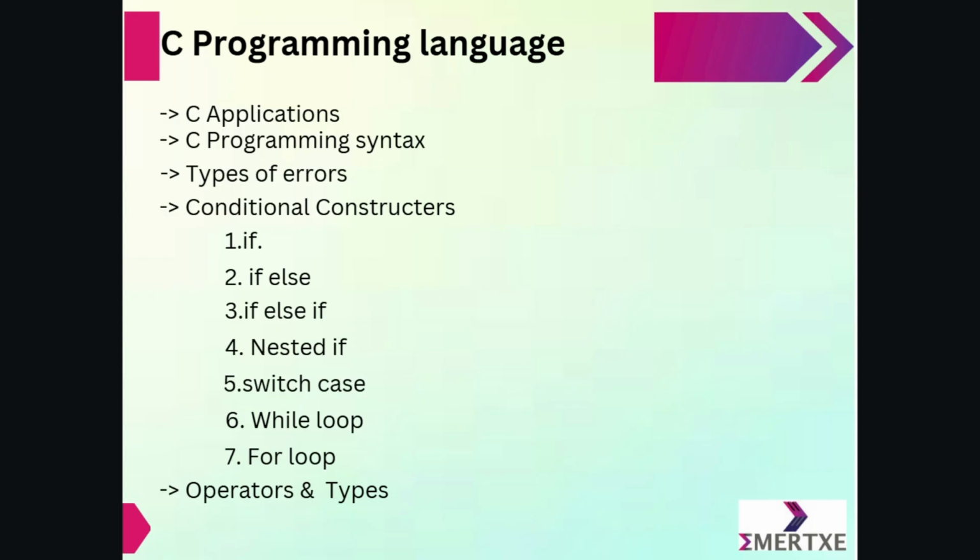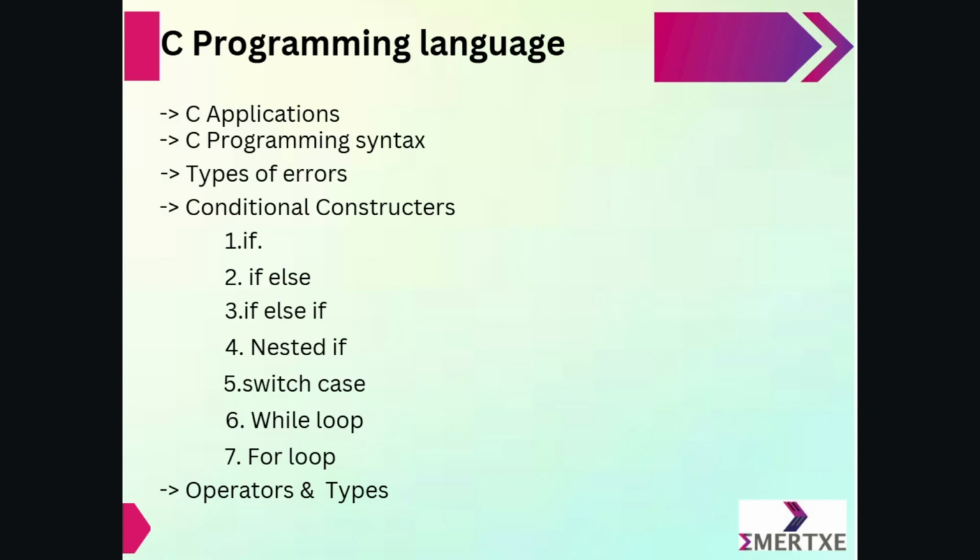Then coming to the basic programming tools, or the code, where we use the conditional constructs such as if else, if else if and nested if, which are used for decision making, and similarly switch case. And coming for the loops, we use while loop, for loop and do while loop.